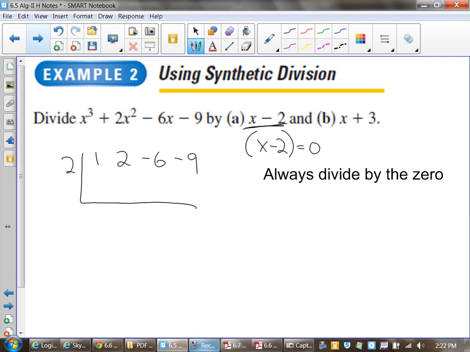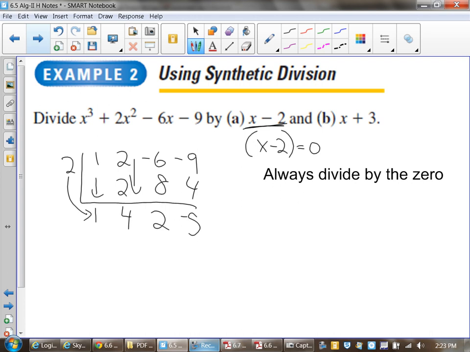What was your first step for synthetic division? Drop the 1. Now what? Yep, 2 times 1 gives me 2. What do you do with that? Add them. 2 times 4 is? 8 and negative 6 is? 2 times 2 is? Negative 9 and 4 is?